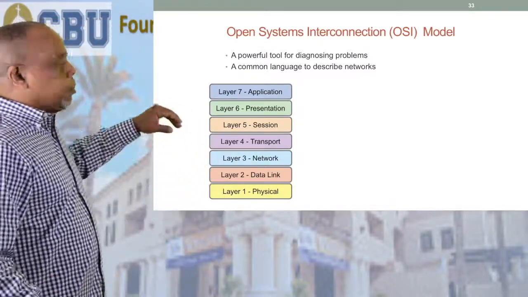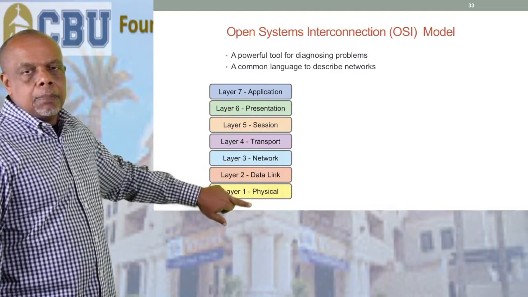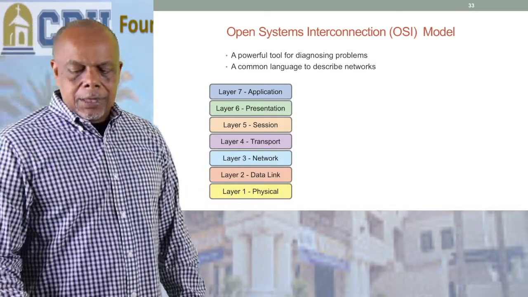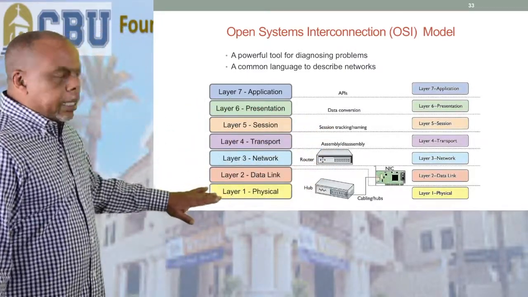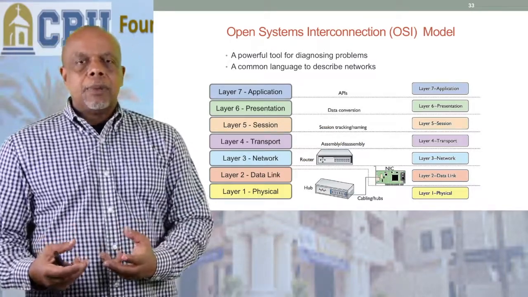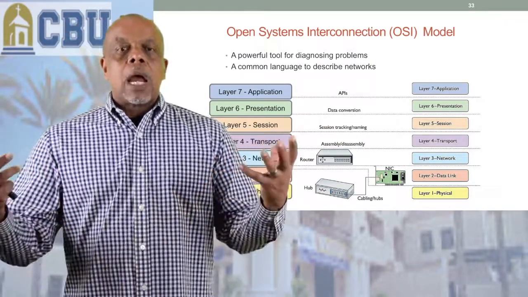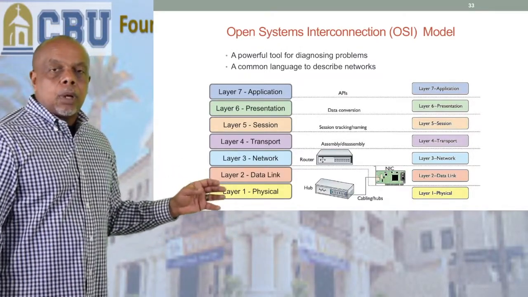And the way that we always remember this in the networking world: All People Seem To Need Data Processing. But anyway, how do these fit together? Well, each layer does something specific. If we start at the bottom, layer 1, the physical layer, that's your cables. That's your Ethernet, that's your wireless. That is the physical infrastructure that hooks your network together.